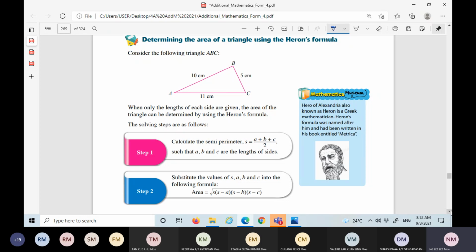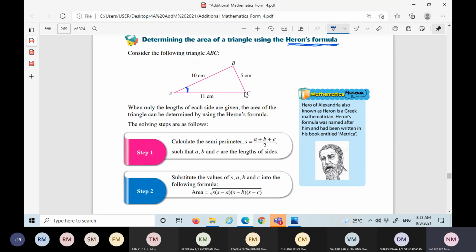Just now those three formulas you use when you are given two sides and one included angle. For Heron's formula, the name of this formula is Heron's formula, is when you are given three sides, then you use this formula. But if you don't want to use this formula, once you are given three sides, it's no problem for you to get another angle, correct or not?